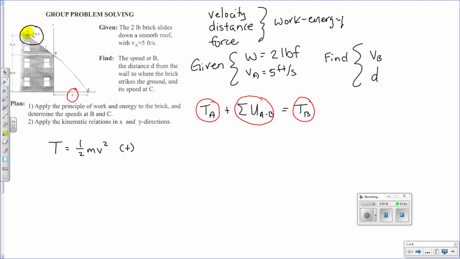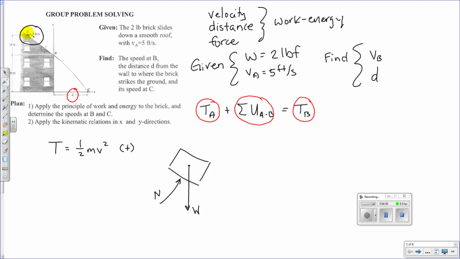So if we were to look at this block and draw a free body diagram for this block, there would be a normal force that keeps it on the surface itself, that prevents the block from accelerating down in towards the building. You would also have a weight force pointing directly downwards, like so.